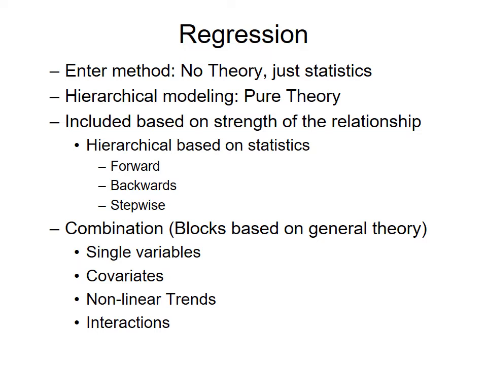So for instance, we could have a single variable in the very first block. This is what we know in the past has been a very strong predictor. We could then have three confounds or covariates we measured, and we put all three of those in the second block.